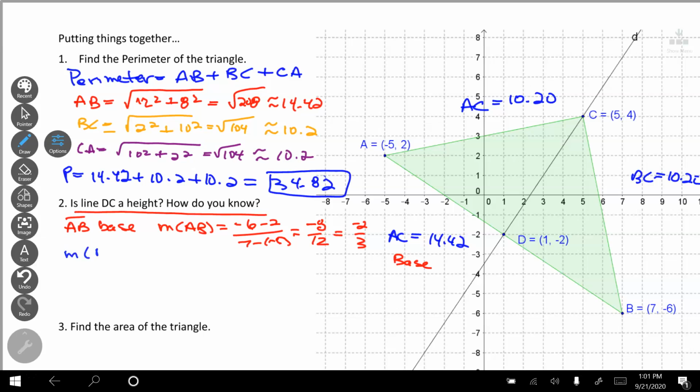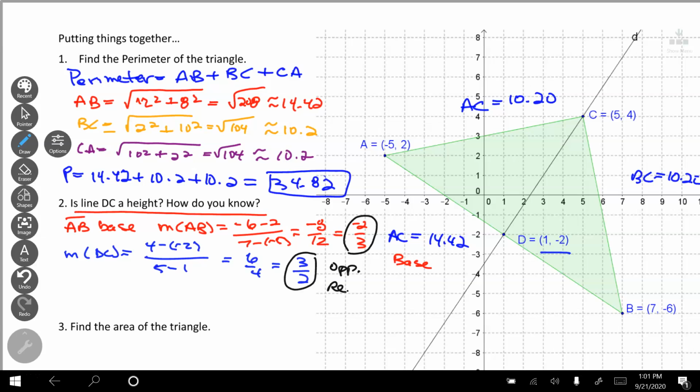And then when I do the slope of DC, well, here's my point DC, and I get 4 minus a -2 over a 5 minus 1. I get 6 over 4. I get that slope is 3 over 2. And I notice that these slopes are opposite and reciprocal. So AB is perpendicular to DC. So DC is the height.